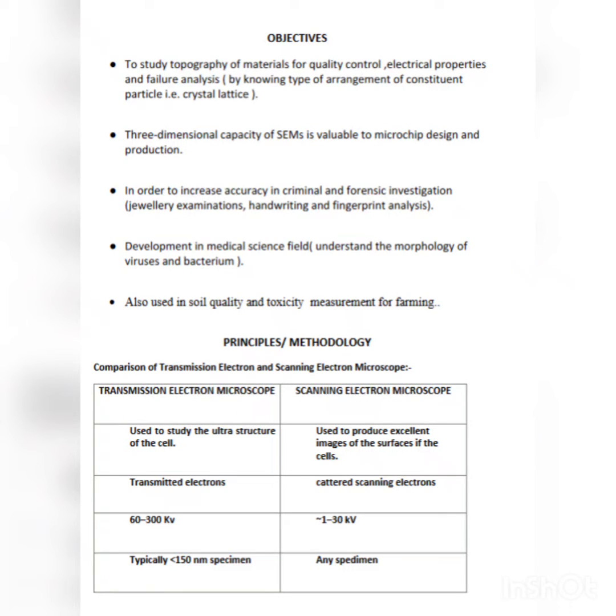Let us see the comparison of the transmission electron microscope and the scanning electron microscope. The transmission electron microscope is used to study the ultrastructure of the cell. The scanning electron microscope is used to produce an excellent image of the surface of the cells. Transmitted electrons are used as the source in the transmission electron microscope, and the scattered electrons are used as the source in the scanning electron microscope. Moving on to the next point.